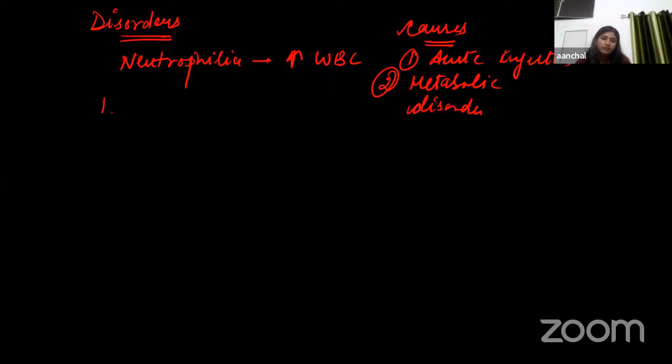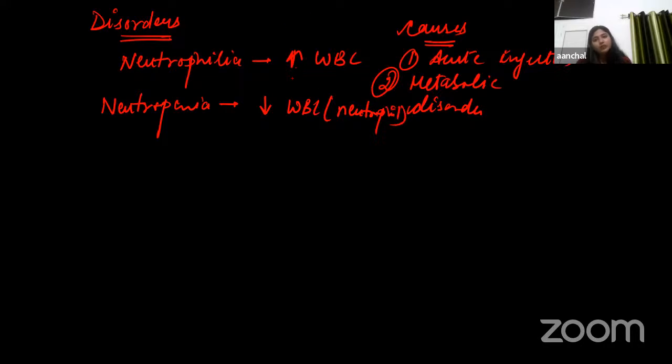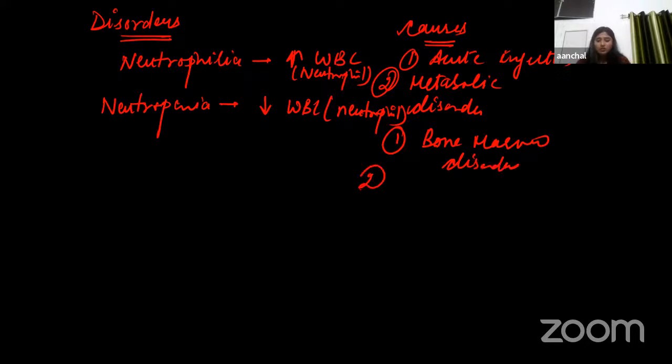Then another thing we have is neutropenia. Neutropenia means decrease in WBC count, particularly neutrophil. Here also neutrophil, right? So this could be due to bone marrow disorder, or in case of typhoid, could be due to vitamin deficiency or could be due to any autoimmune disease.